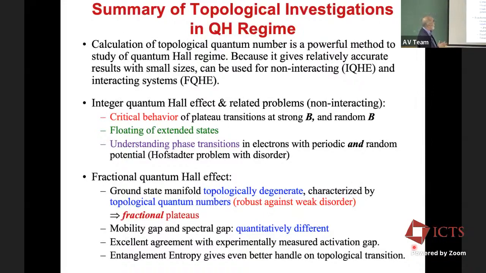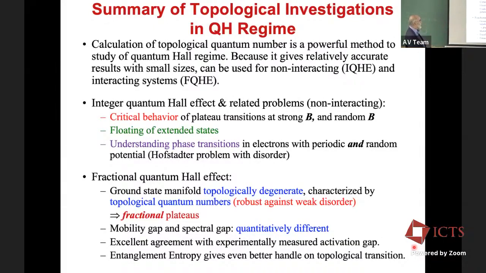For the integer quantum Hall effect and the non-interacting case, we saw that the critical behavior of plateau transitions and random field could all be explained that way. We saw floating of extended states, and we could understand phase transitions in periodic and random potentials, which I didn't go into in more detail in these lectures.